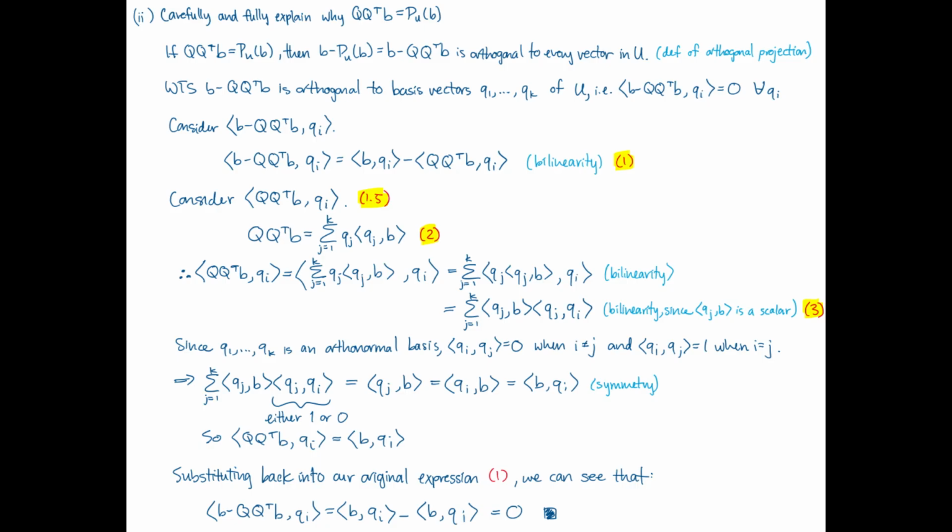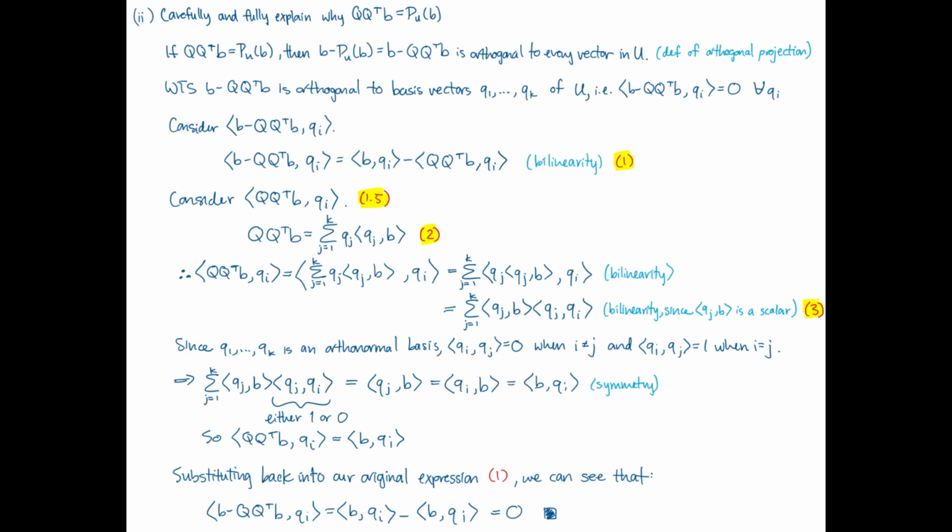For part 2, the question asks us to show why Q transpose B equals the projection, or Pu of B. If this equality is true, then by definition, B minus Q transpose B is orthogonal to every vector in U. So in order to prove the equality, it suffices to show that B minus Q transpose B is orthogonal to the basis vectors of U, since every vector in U can be written as a linear combination of the basis vectors. We start by taking the inner product of B minus Q transpose B and some arbitrary element Qi of the basis vectors. We want to show that this is 0.